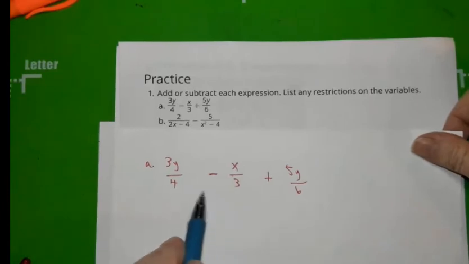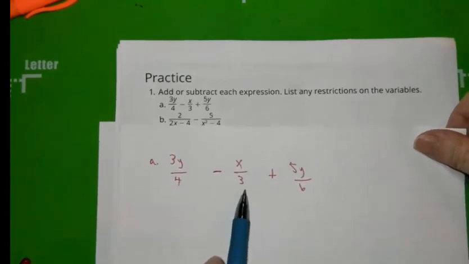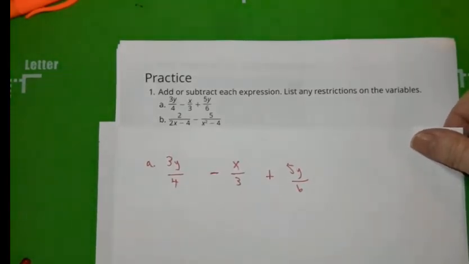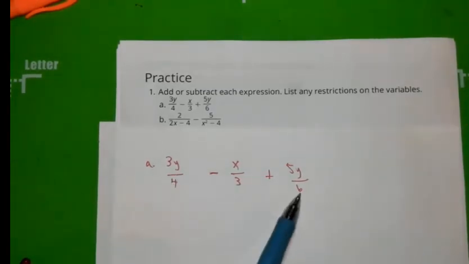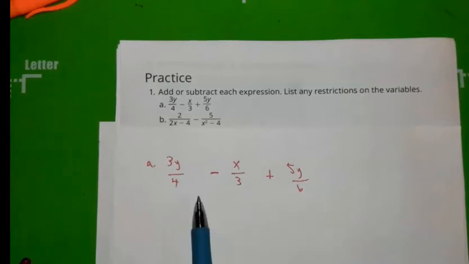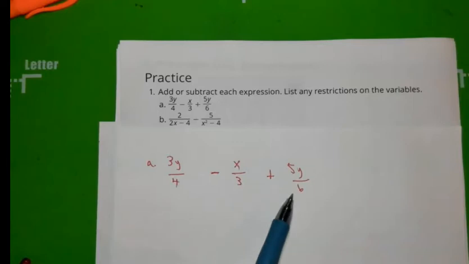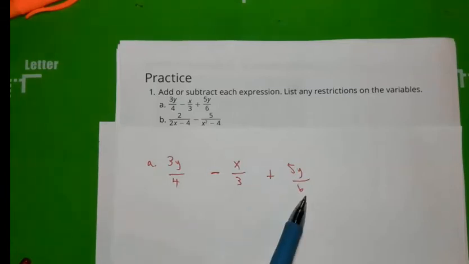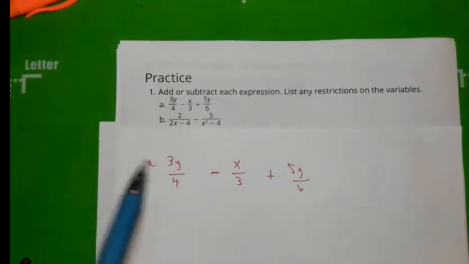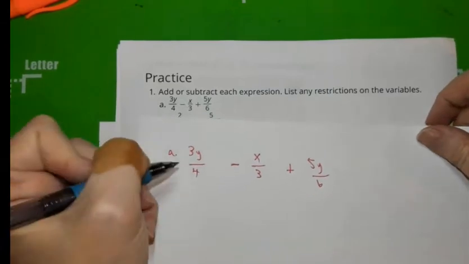Now, in order to get a common denominator, I need to look at the numbers 4, 3, and 6. What is the least common multiple of 4, 3, and 6? Well, it's not 4, 3, or 6, because these numbers will not all go into 6. But if I do 12, I think that'll work. 12 is a multiple of 4, 12 is a multiple of 3, and 12 is a multiple of 6, and it is the least common multiple of those three.